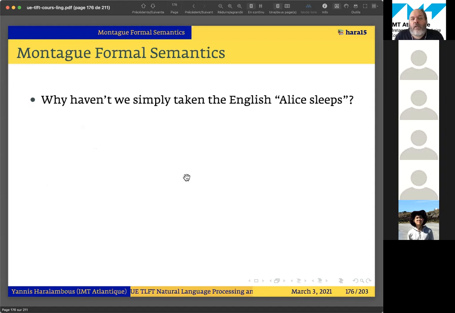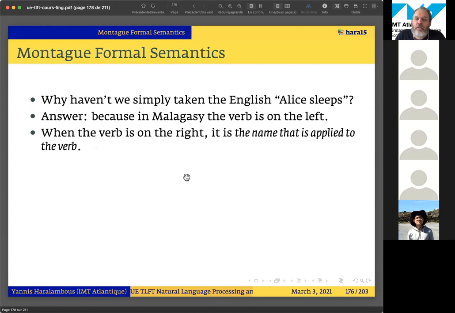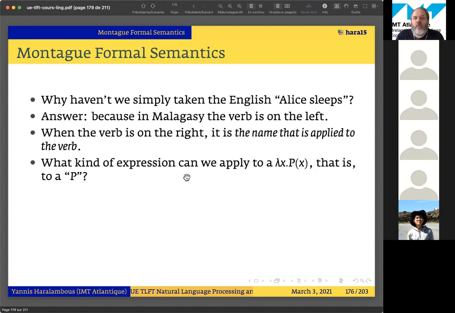Now, what happens if I take the English version? Alice sleeps. There's a problem, because my rule says I apply what is on the left to what is on the right. So I apply Matori to Alice. But in English, and in French, Alice comes first and the verb comes second. I cannot apply a constant to a function. Okay.